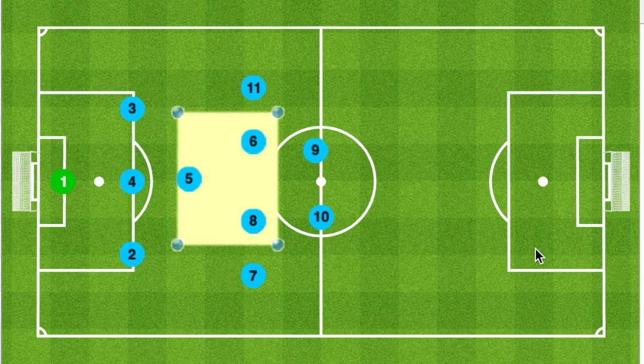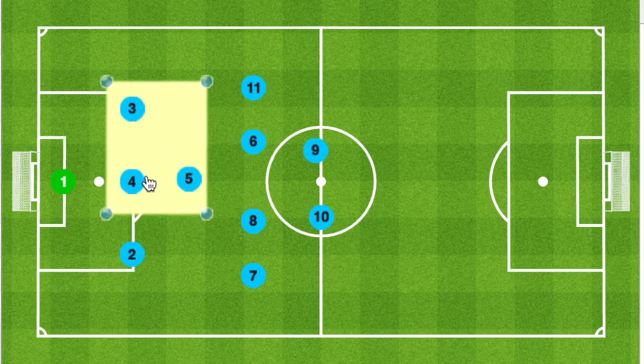So with this formation, it's important to have midfielders that are really good tactically, technically, and that have a lot of endurance and are very fit to go up and down the field. So let's move this to the side here.